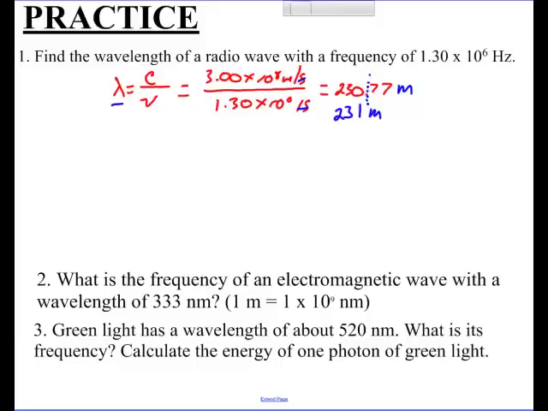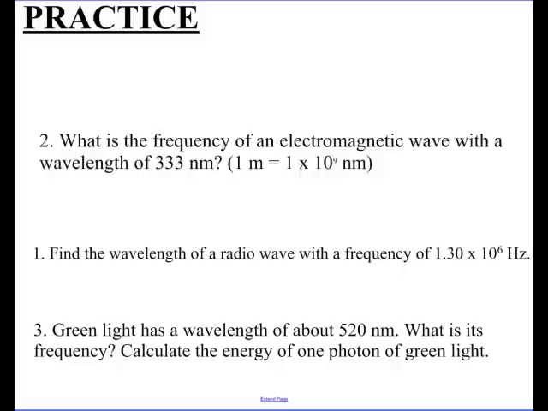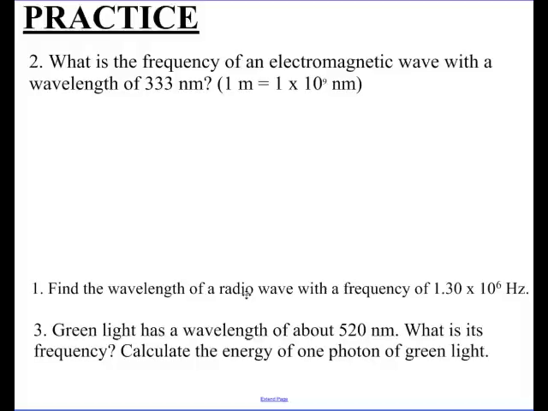Okay, look at the second one. Pause the video. And for an added bonus, I have added a conversion for you. Okay? So try that. Well, how'd you do? Let's see what I would do. What's the frequency? Well, I like to write the formula first. So the frequency equals the speed of light divided by the wavelength, right? So the speed of light, same as it always is, times 10 to the 8th meters per second, divided by the wavelength.